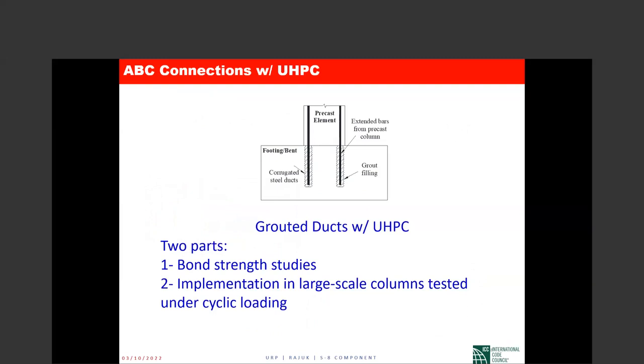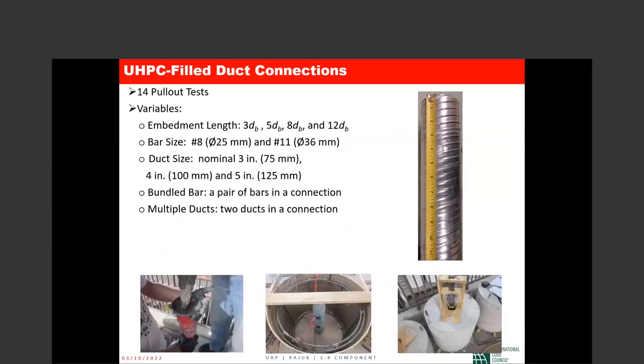Now, this particular project that I'm going to talk about is using this UHPC to anchor precast columns into a footing using grouted ducts, where the ducts are filled with UHPC. This particular part of the study had two segments. One was a study of bond strength itself, and the other one is implementing it in some large scale columns that were tested under cyclic loading that simulates earthquakes. So let's talk about the UHPC testing.